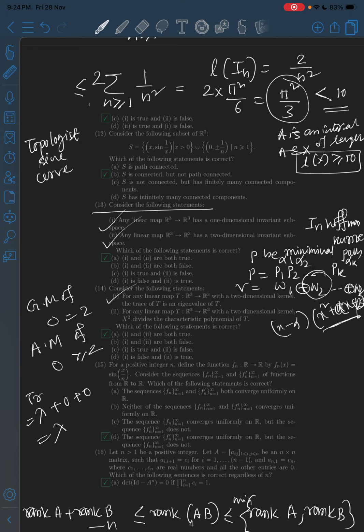And for the second statement, for a linear map on R3 with a two-dimensional kernel, again x square divides the characteristic polynomial, because the algebraic multiplicity is greater than or equal to 2, right? So that means (x minus 0) square must divide the characteristic polynomial. So x square divides the characteristic polynomial, because the algebraic multiplicity is at least 2. This is a very simple, basic concept. Second easiest problem after that eigenvalue problem, I think second or third. There are a few problems which are very easy. So yeah, 1 and 2 both are true.